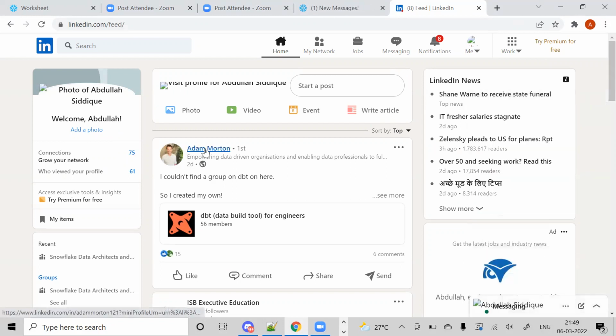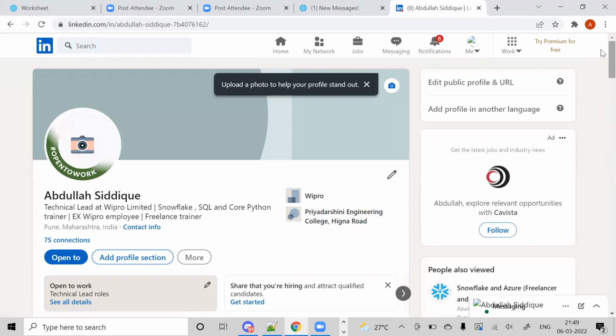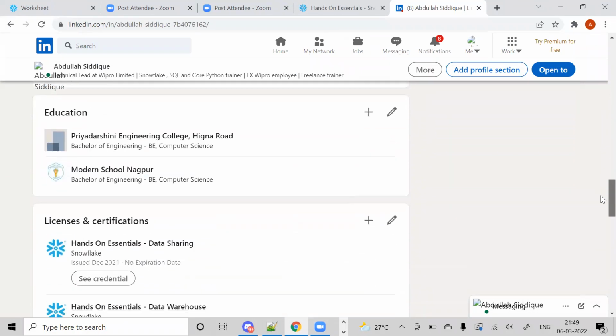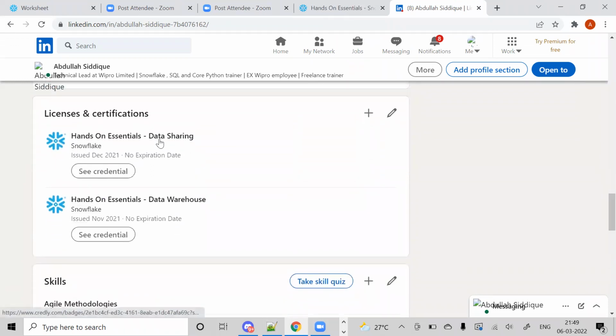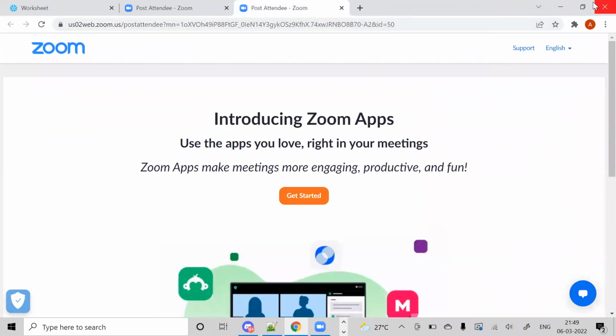See, this guy is the one who wrote that book, the one whose link I sent to you guys on Amazon. See, these are the two batches I got, for data sharing and for data warehouse. And it doesn't come with an expiry date. So this way you can showcase and highlight it on your LinkedIn or your resume or wherever you want. Yeah, I will do that.